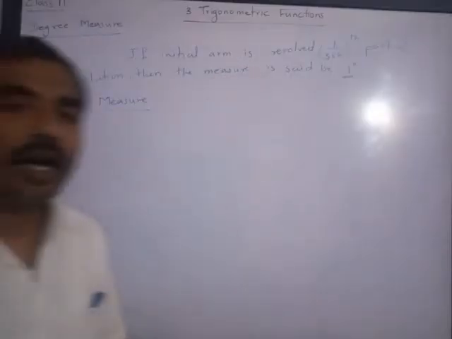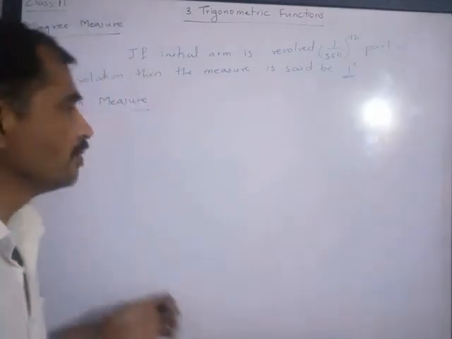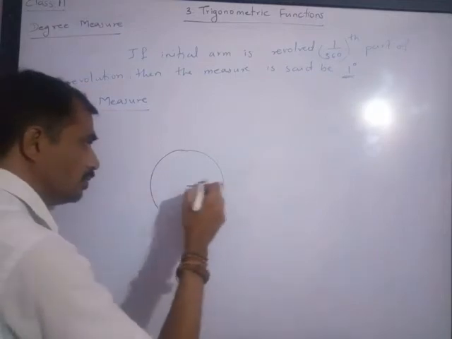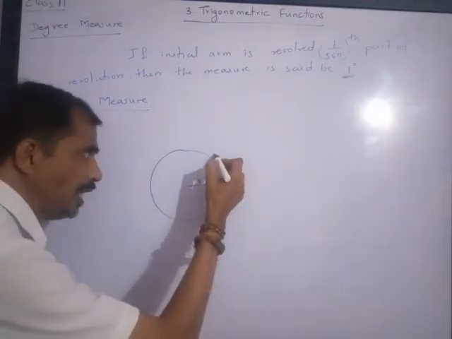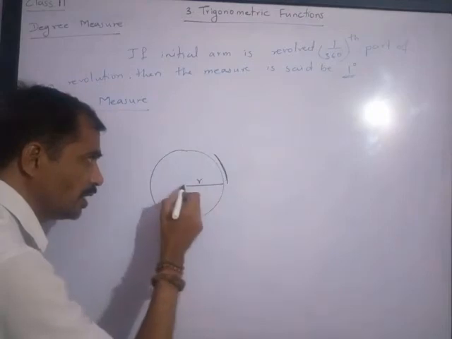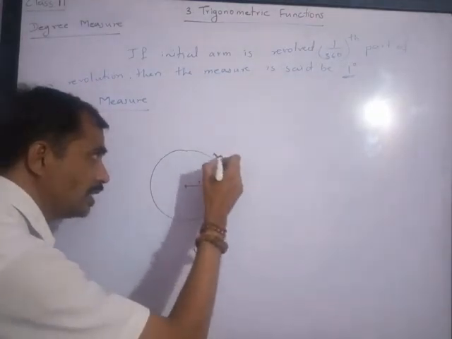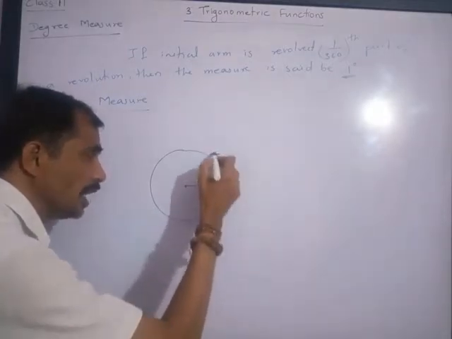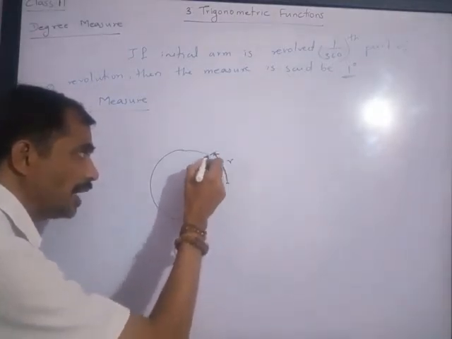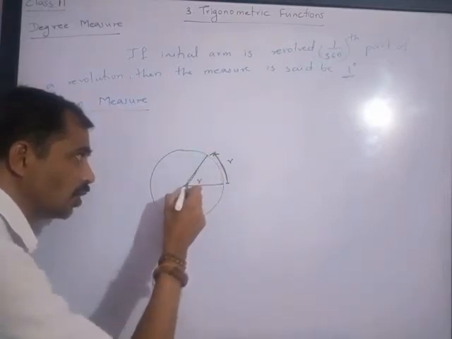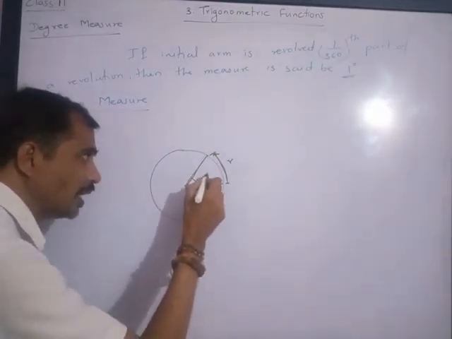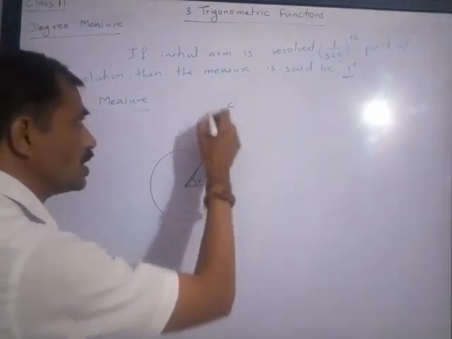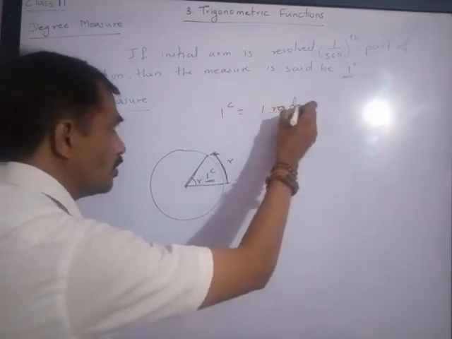Next, angles are also measured in radians. Now see, this is a circle of radius r, and this is the length of the arc. If the length of the arc is r, then the angle subtended at the center is said to be 1 radian, and it is written as 1 raised to c, that is, this is called 1 radian.